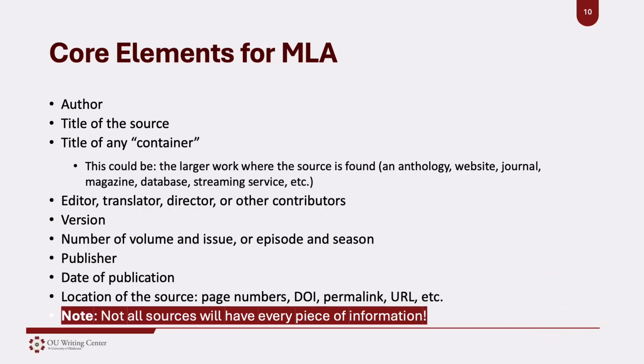Some of the core elements for MLA citations include the author, the title of the source, the container, which could be the anthology, website, journal, or whatever larger work where the source is found. Some other elements include the contributors, the version of the source, the volume or issue, the publisher, the date of publication, as well as the location of the source. Note that not all sources will have every piece of information.